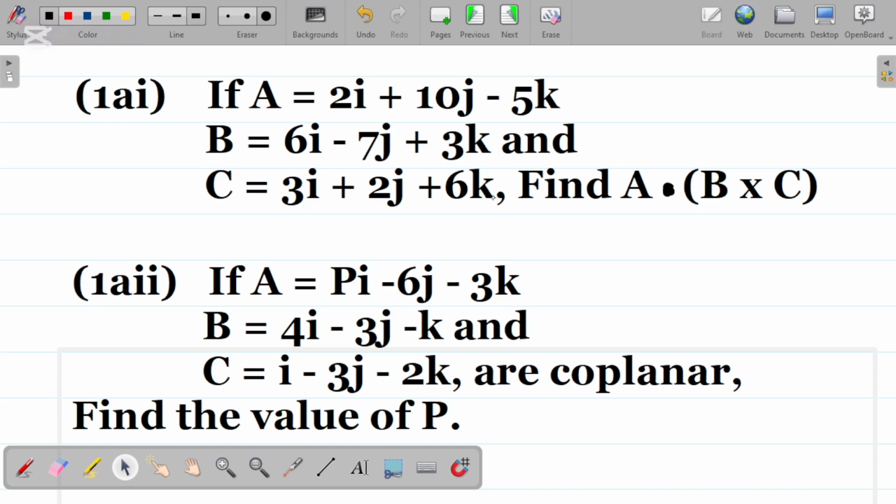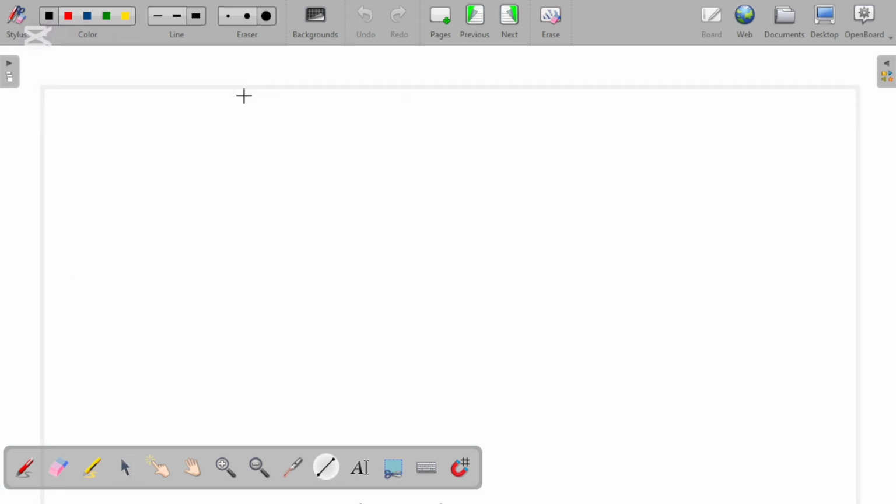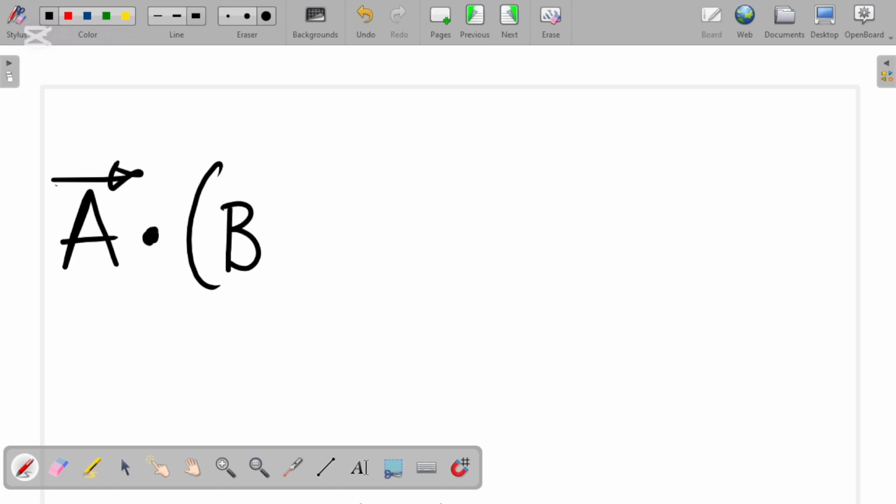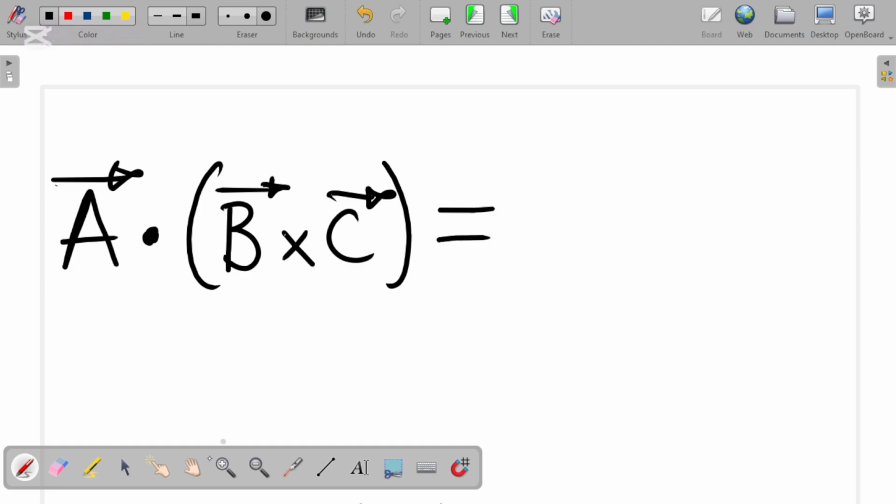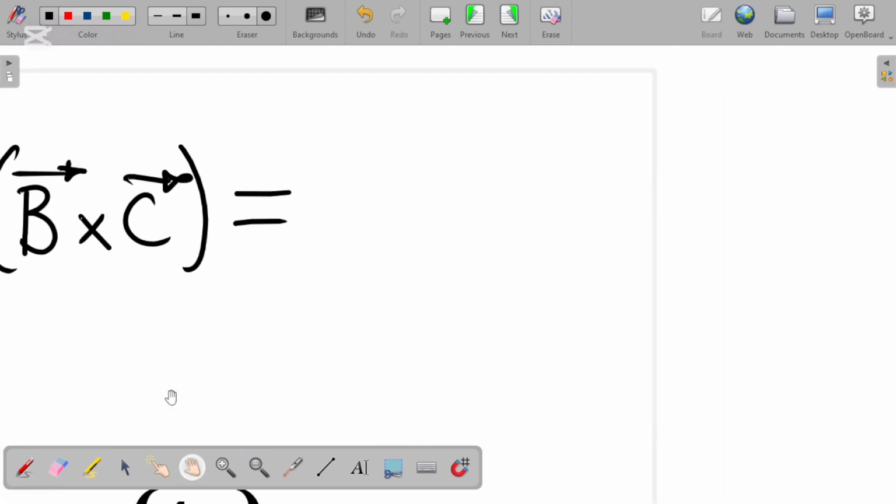Alright, so how do we solve this problem? In scalar triple product, if you have vector A dot vector B cross vector C, this is the procedure to follow.